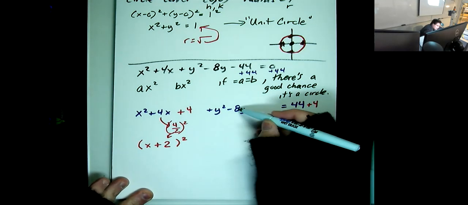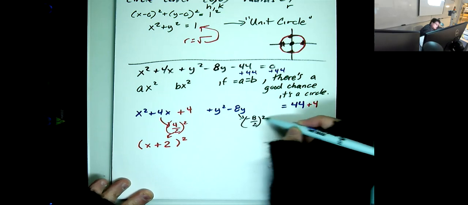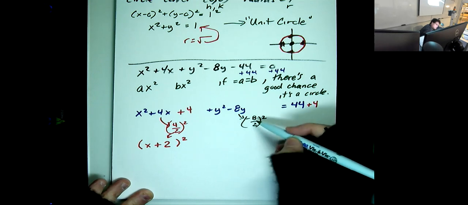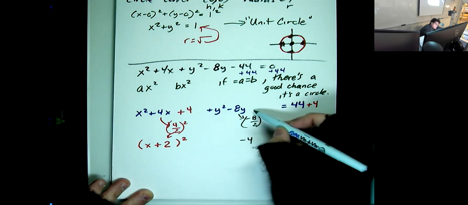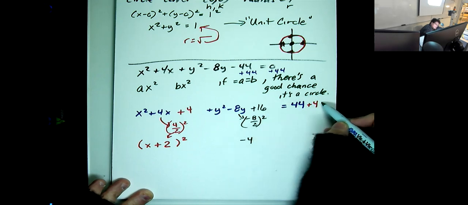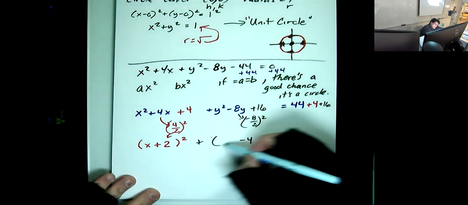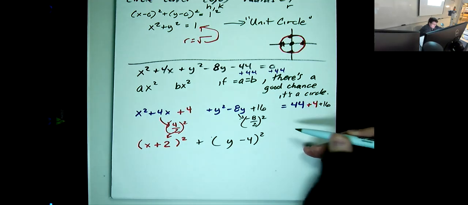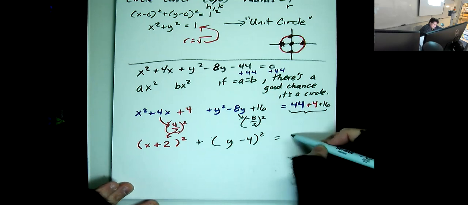So we do the same thing with the y. I'll take the -8 and divide it by 2, and I'll square it. -8 divided by 2 is -4. -4 squared is 16. So I had 16 on the left, I'm going to add 16 on the right. And I can put this in parentheses by completing the square. The right side, we just add up and I get 64.